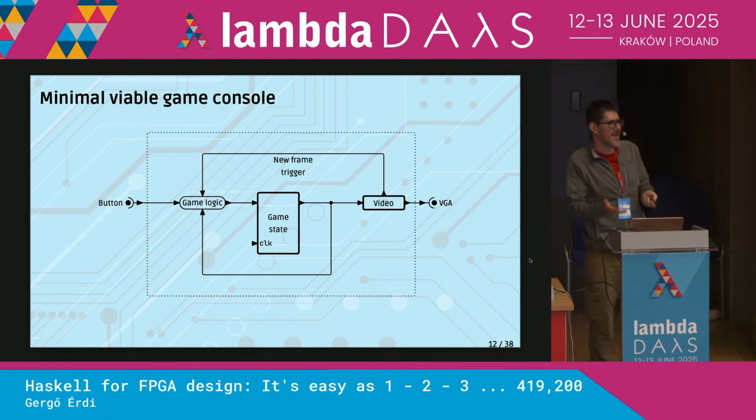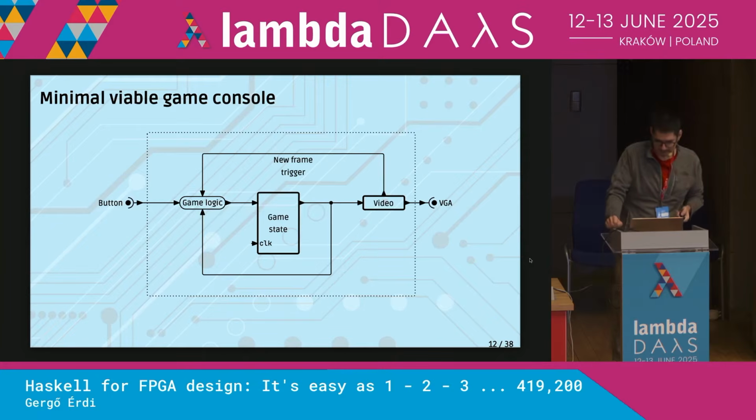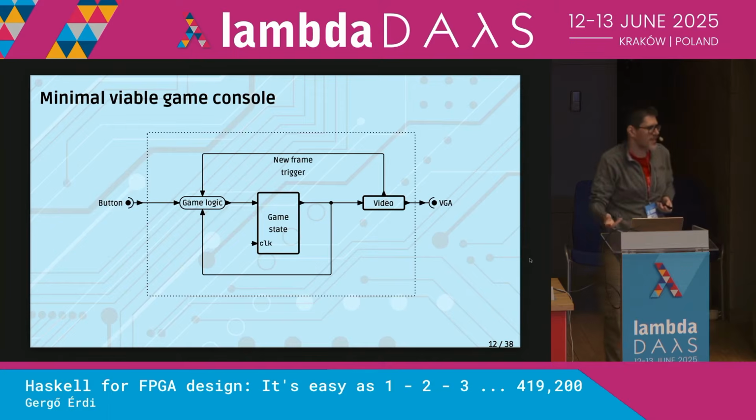Well, you have some game state that's going to be in some register, and then you feed it into some video signal generator circuit, and then you have the game logic, which updates the state. And so, of course, you only want to update the state at some regular, slow interval. So we will use the video generator's output to detect the end of the frame, and we will update the game state only once per frame, as is usually done in video games.